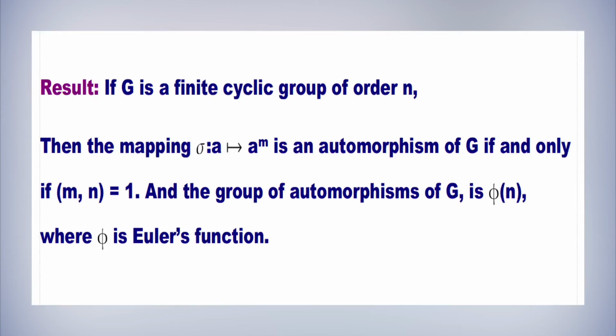The next result: if G is a finite cyclic group of order n, then the mapping sigma from a to a^m is an automorphism of G if and only if (m, n) = 1. And the order of the group of automorphisms of G is phi of n, where phi is Euler's function.